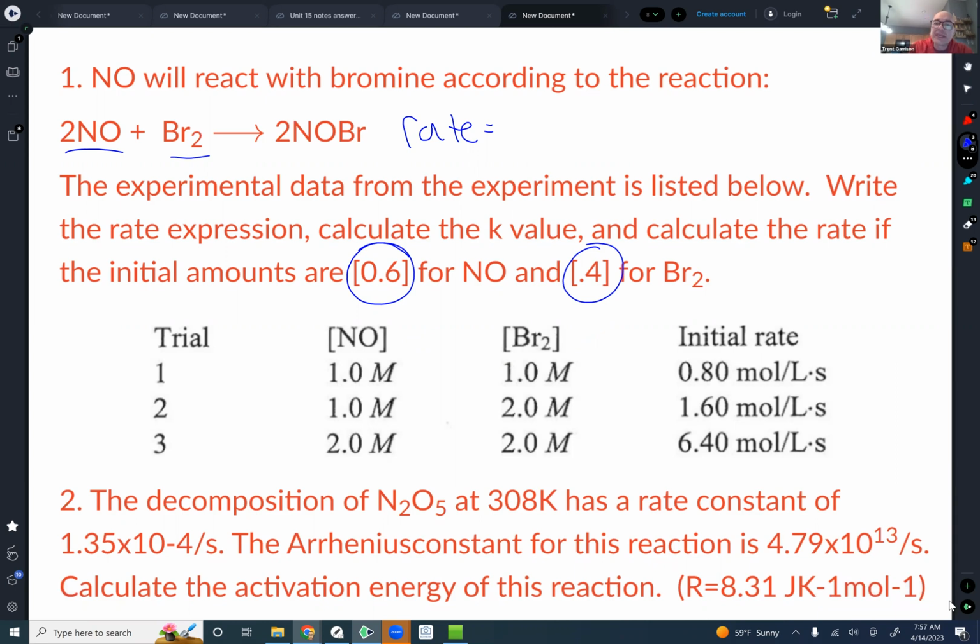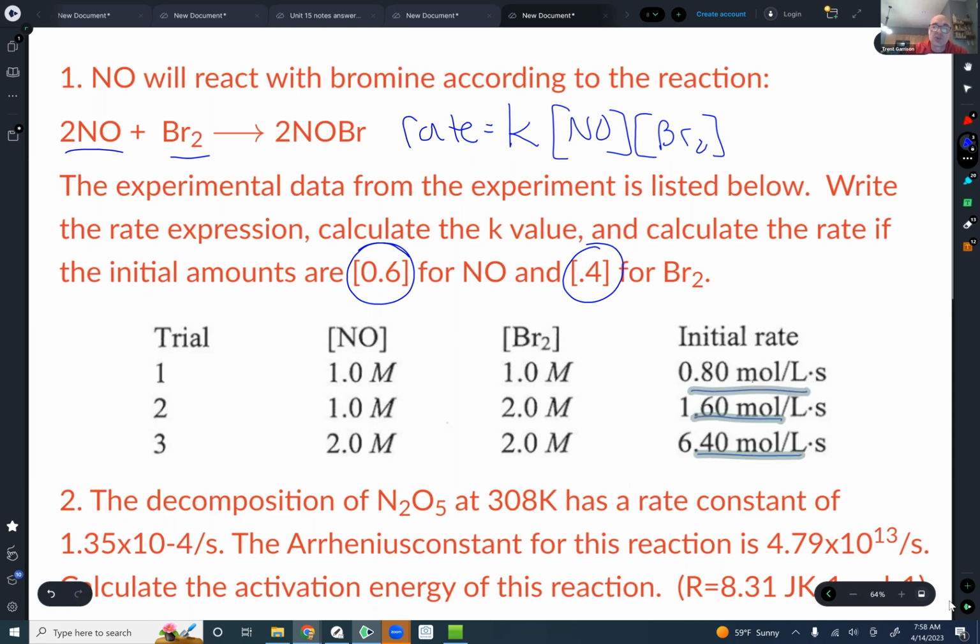The rate is going to be equal to some constant, which we'll calculate eventually, times the starting material times the other starting material. Normally, whenever we did equilibrium, the coefficients became the exponents, but we don't know what the influence is until we do an actual experiment with it. And they tell us what the influence is here. Those are the initial rates once I plugged in these values. So we're going to use those and figure out if, in fact, those coefficients are correct in the reaction.